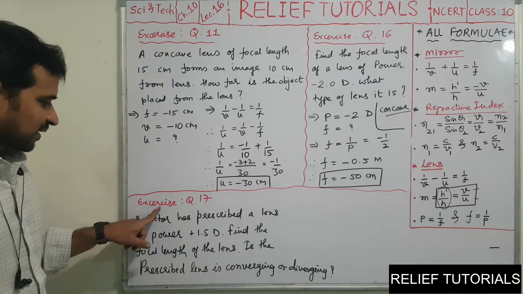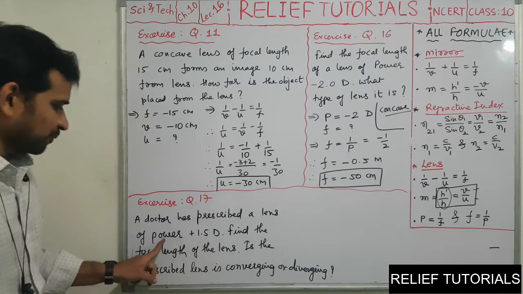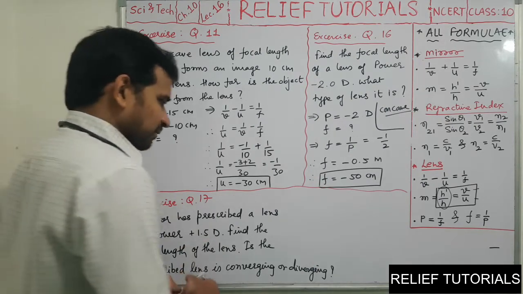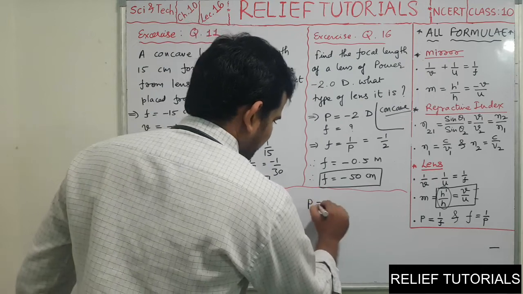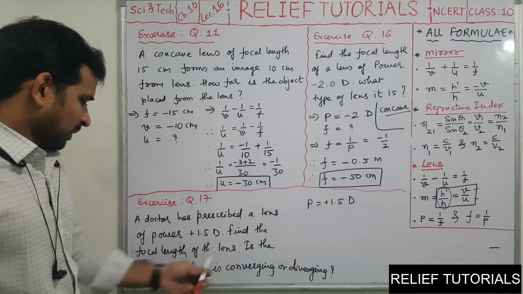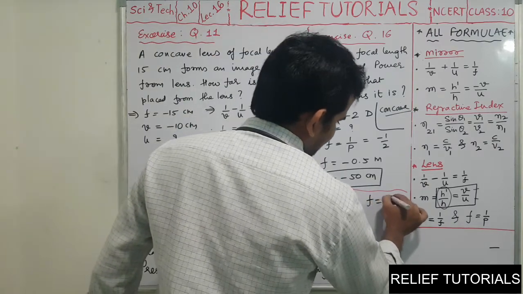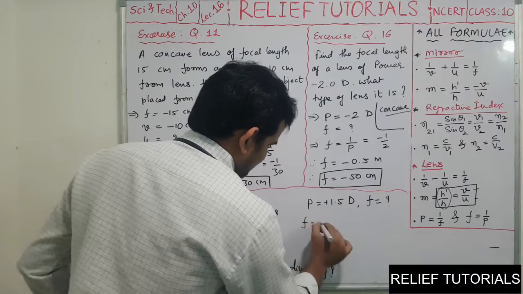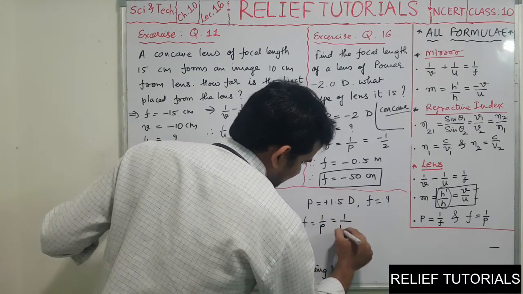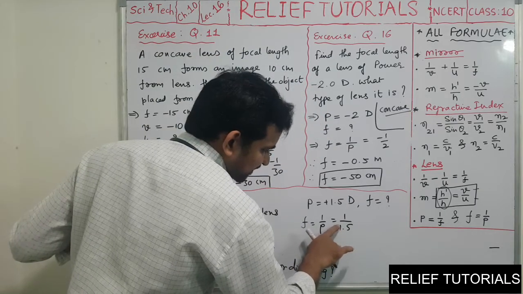Last question, exercise question number 17. A doctor has prescribed a lens of power plus 1.5 diopter. So again here the power is given as plus 1.5 diopter. Find the focal length of the lens. Same question. F is missing here. So F is equals to 1 by P. So it is 1 by 1.5. Remove the decimals. It will be 15 by 10.